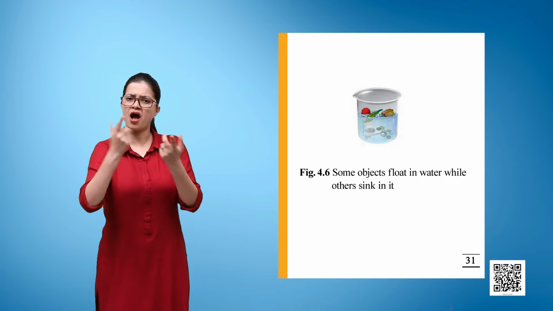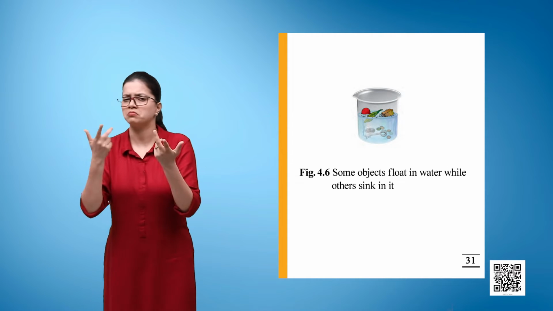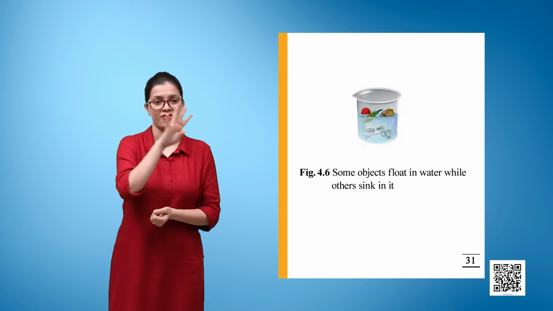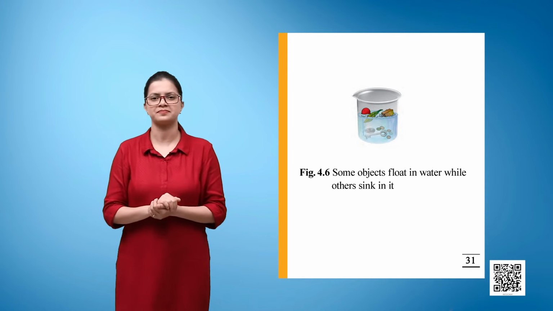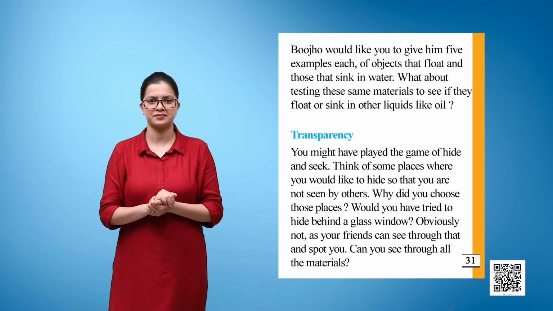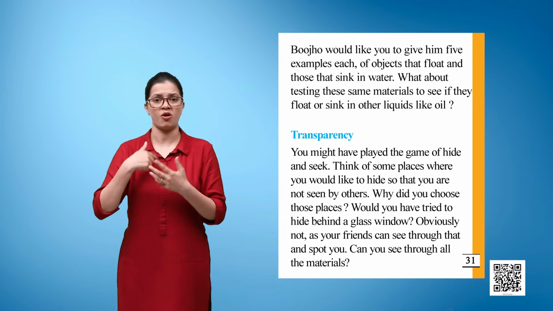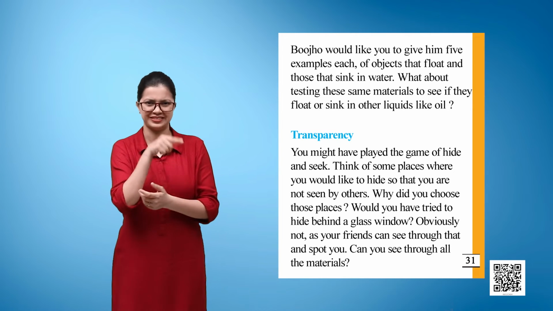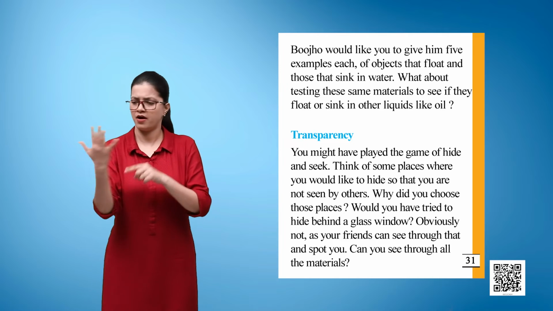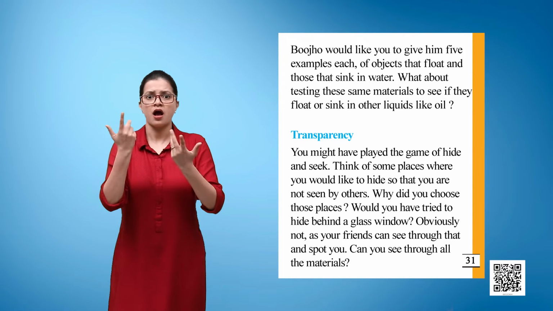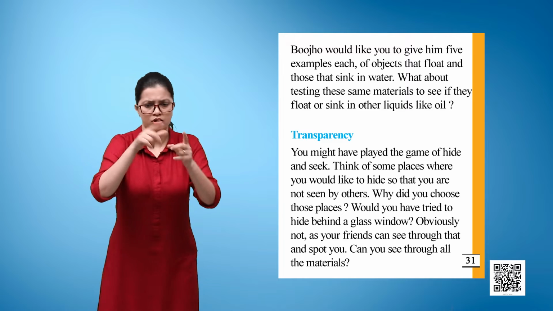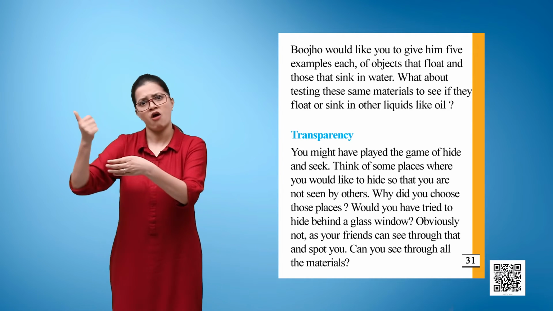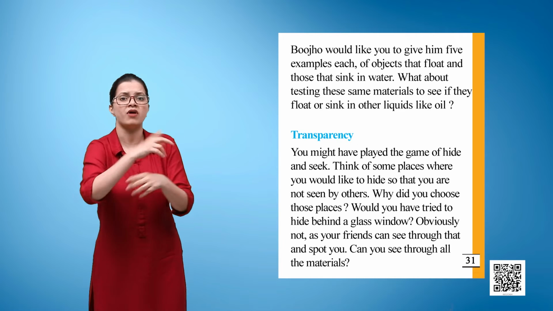Page 31. Figure 4.6 shows some objects float in water while others sink in it. Bujo would like you to give him 5 examples each of objects that float and those that sink in water. What about testing these same materials to see if they float or sink in other liquids like oil?